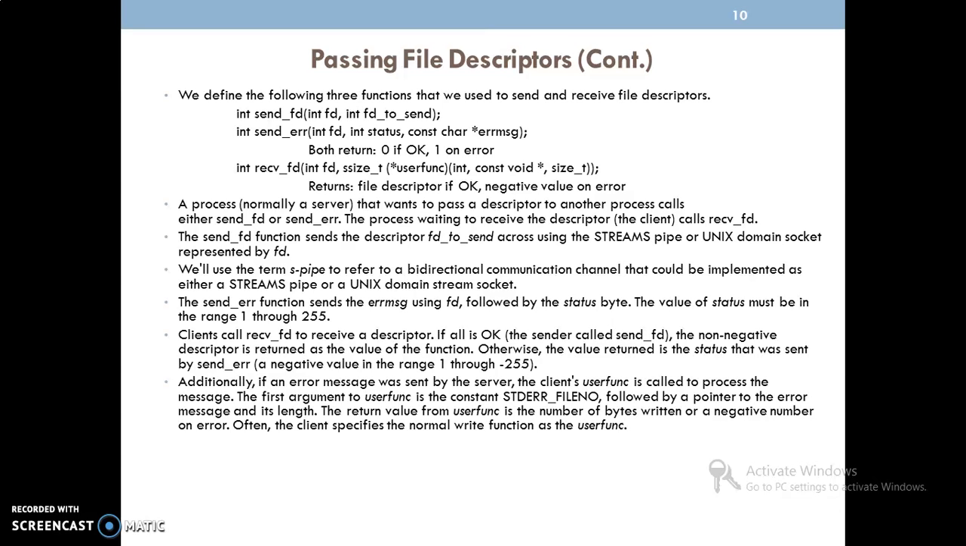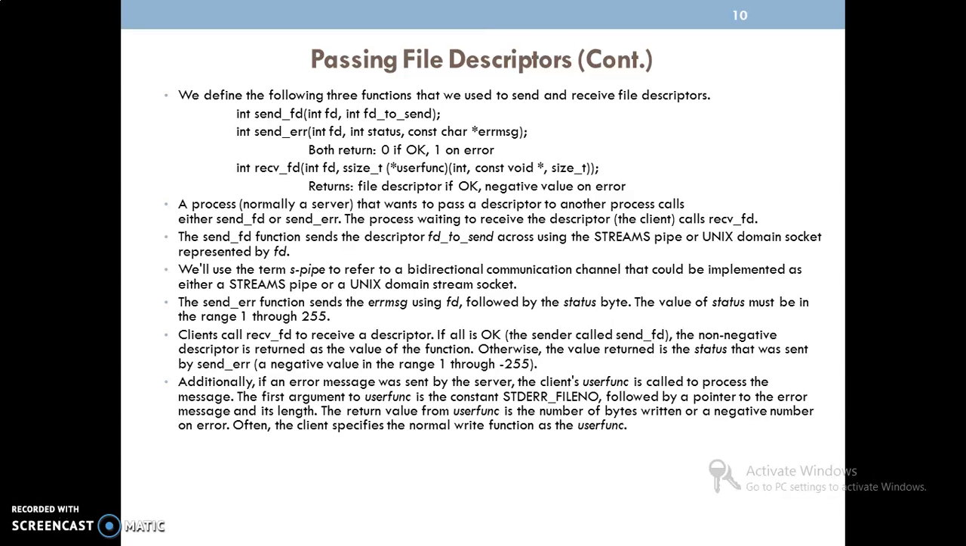The send error function sends the error message using FD followed by the status pipe. The value of status pipe is in the range -1 to -255, actually. The clients call the receive FD to receive a descriptor. If all is okay, the sender calls send FD, then the non-negative descriptor is written as the value of the function. Otherwise, the value is written as the status that was sent by send error here.